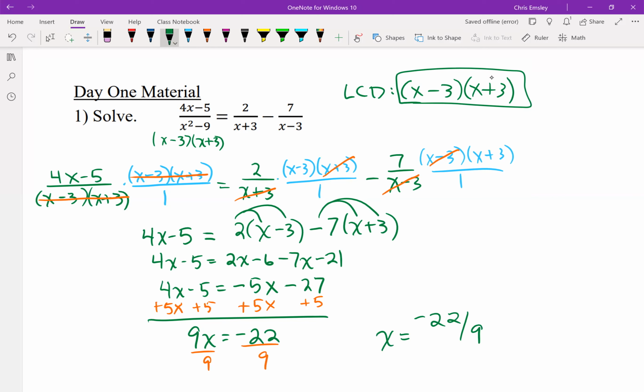The one thing that we should check on is to make sure that answer doesn't give us any zero denominators in our original equation. I can see that the value that would have given us a zero denominator is either positive 3 or negative 3. This is not either one of those, so that is our solution. We're good to go.